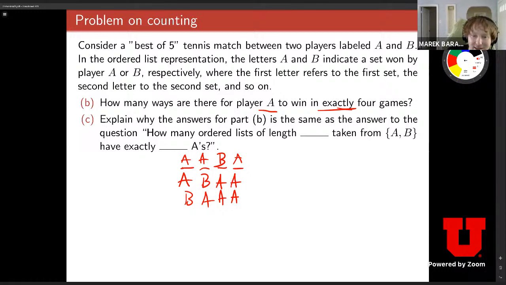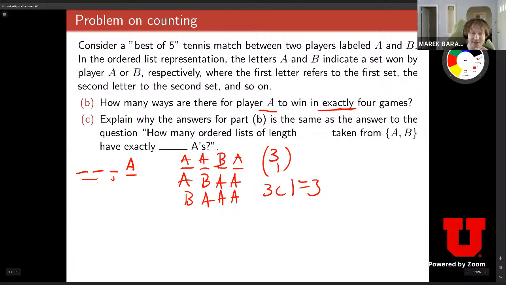So that's 3 choose 1. Is that the notation? We use 3 choose 1, don't we? Equals 3. And that's because if we look at the list here, there are 2 A's over here, so we're just finding where this one B goes.